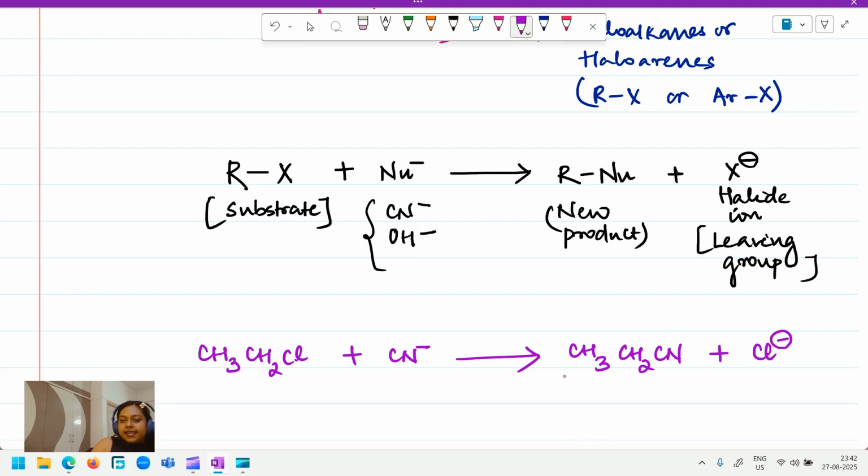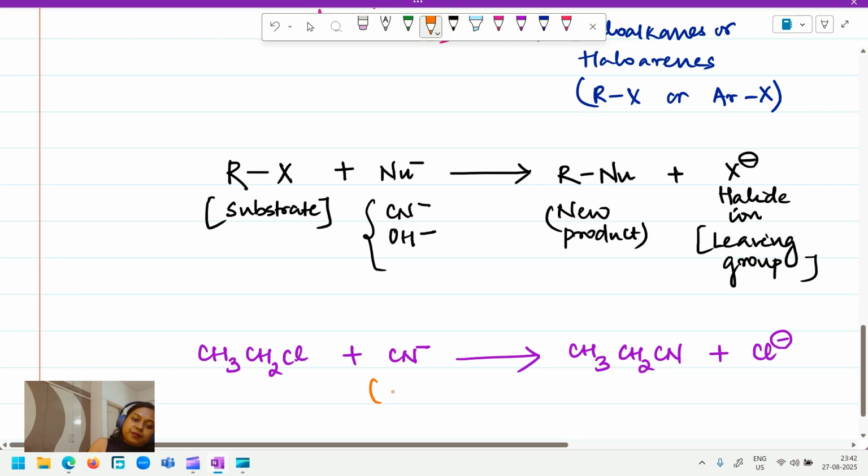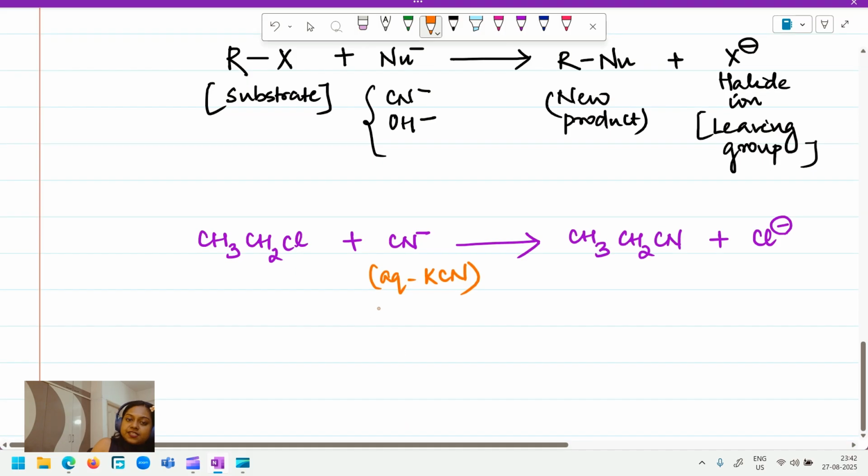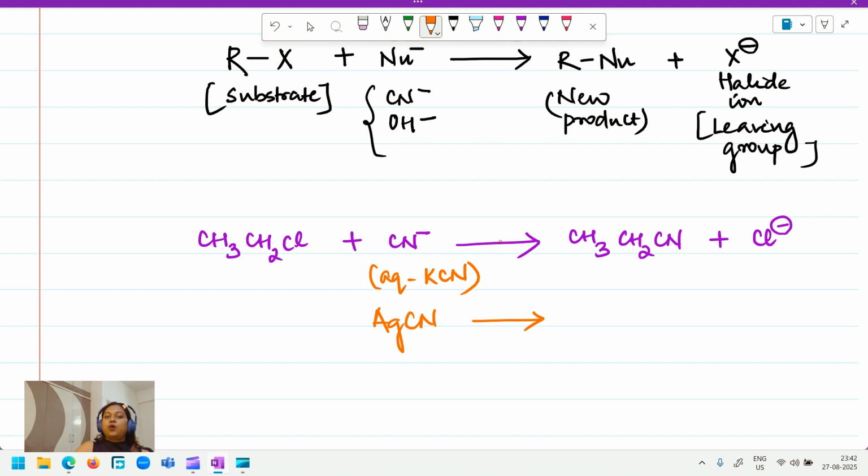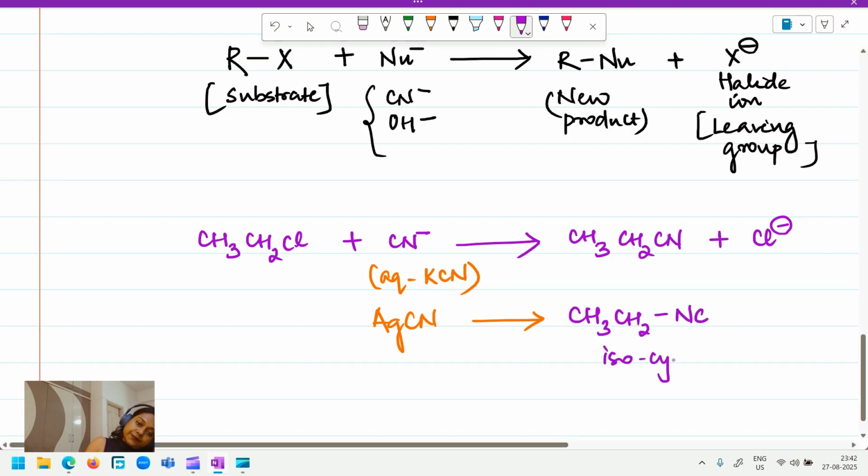If we are obtaining a product which is alkyl cyanide and not isocyanide, that means it's most likely coming from aqueous KCN, potassium cyanide. If we were to use AgCN, silver cyanide, what would we get as the product? Cyanide ions can act like ambident nucleophiles, attaching either from carbon's end or from nitrogen's end. If you switch the reagent from KCN to silver cyanide, we obtain CH3CH2NC. Alkyl isocyanides would be obtained as a result, plus Cl minus as usual.